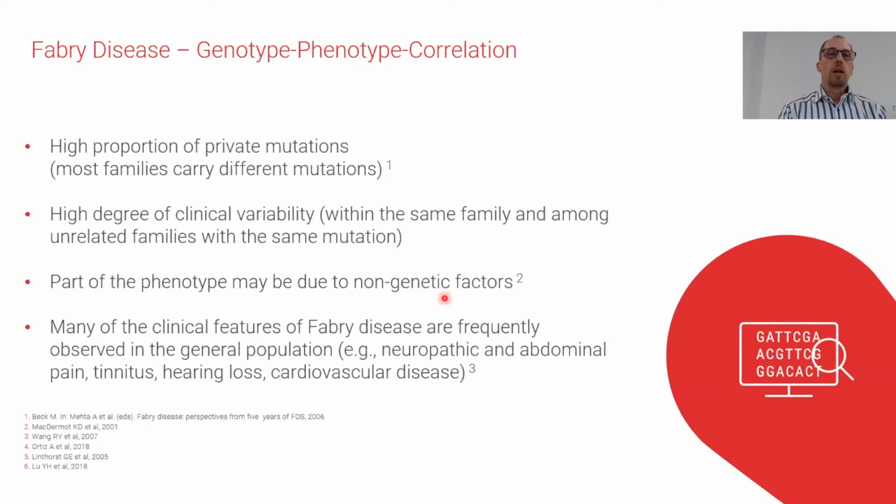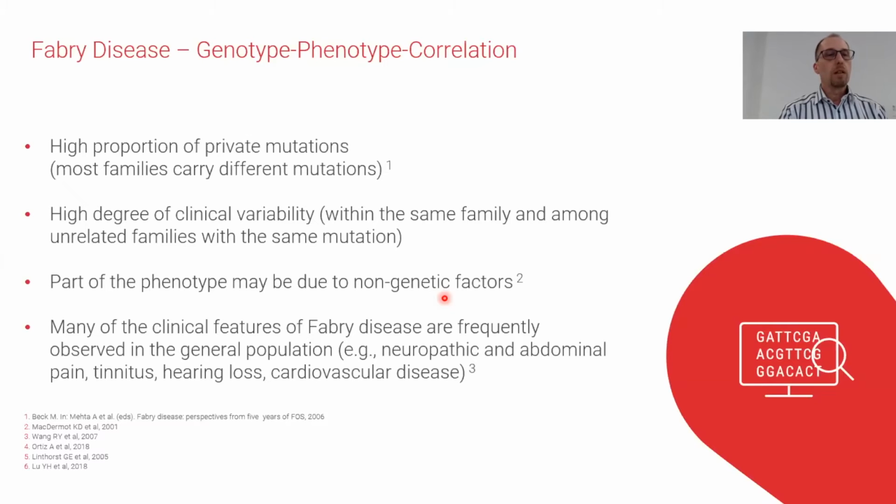Talking about genotype-phenotype correlation or association in Fabry disease is another very tough topic, because it's almost impossible to define a genotype-phenotype correlation. There are different reasons for that. One reason is, in Fabry disease, you get a very high proportion of so-called private mutations, which means that most families carry different mutations. Every family has their own mutation.